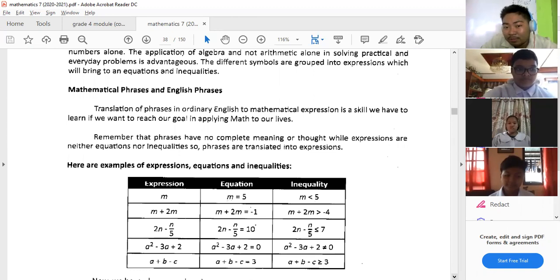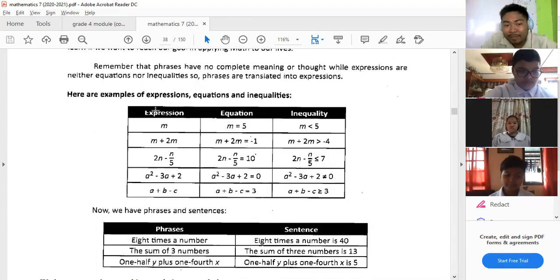So kapag expression, it can be an equation or inequality. So phrases are translated into expressions. So these are the expressions. Okay, this would be the equation. So ano mapapansin nyo sa expression and equation? Kapag sinabing equation, sa madaling salita, may equal, diba? So that will make an equation. Kapag inequality naman, hindi daw siya equal. Therefore, it can be a greater than, less than, greater than or equal to, less than or equal to, or not equal. Ganito siya.